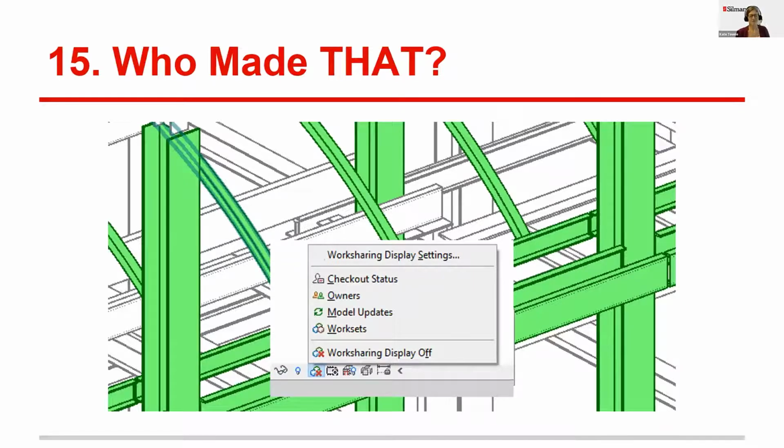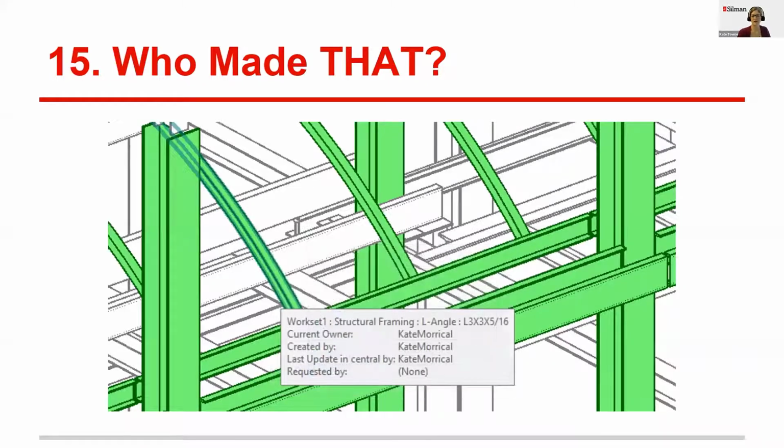So if you end up in either of those situations, turn on your work sharing display, pick your favorite category. It doesn't matter whether you choose checkout status, owners, whatever. But as soon as you have something color coded, you can then hover over it and it will show you who made it, who owns it now, who updated it last. So all of these are mine, I think, because at the time I had been the last one to create this central file. But there might be somebody else's name in some of yours.